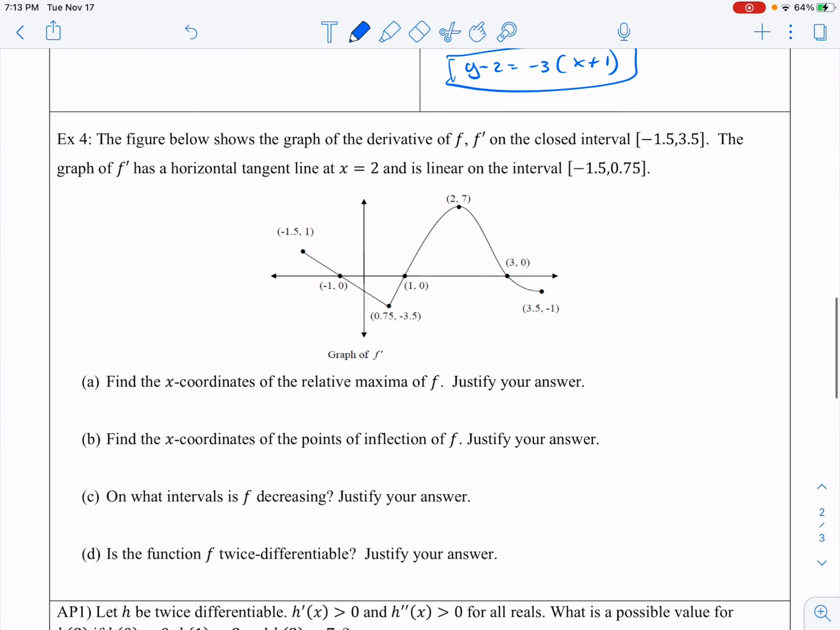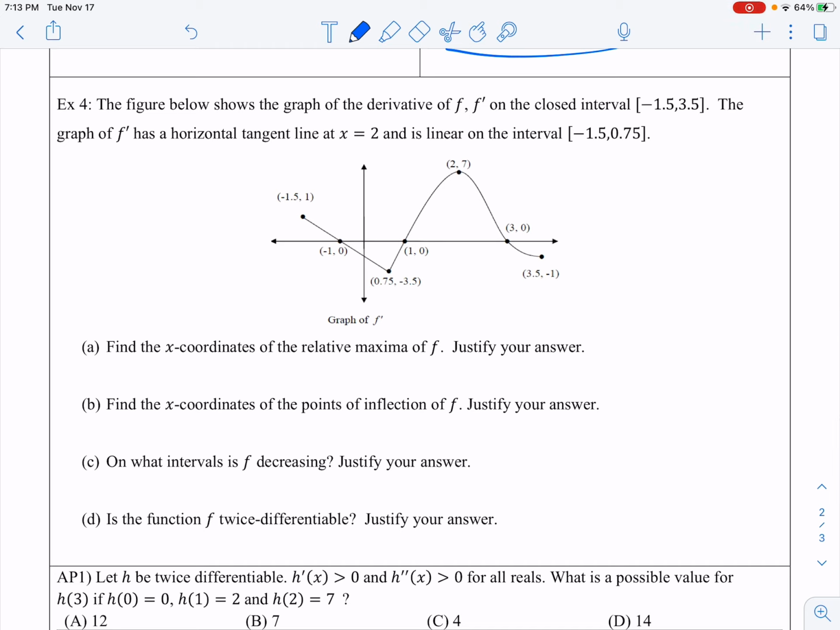All right, in the figure below, the graph of f is the derivative of f on the closed interval. The graph has a horizontal tangent line at 2. Okay, so what's that telling me? It's telling you f double prime at 2 is equal to 0, and it's linear on this function. Find the x-coordinate of the relative maxima of f.